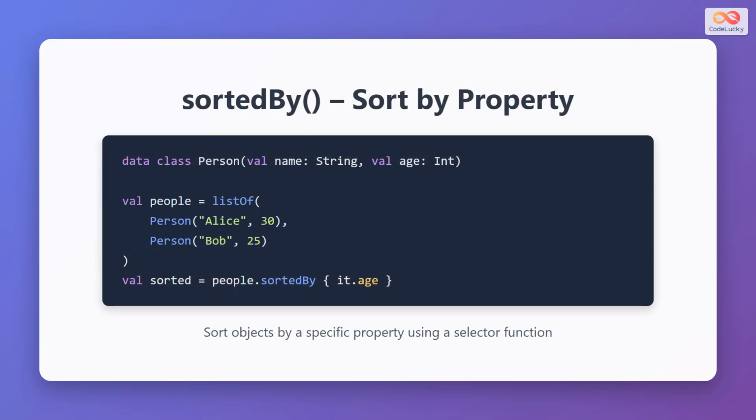Sometimes you need to sort objects based on a specific property rather than the object itself. That's where sortedBy comes in. It takes a selector function that specifies which property to use for sorting. Let's look at a person data class with name and age properties. If we have a list of person objects where Alice is 30 years old and Bob is 25, we can sort this list by age using sortedBy with a lambda that selects the age property. This returns a new list with Bob first because he's younger, followed by Alice.